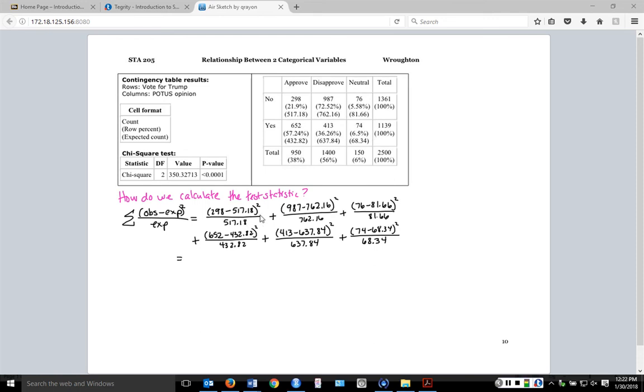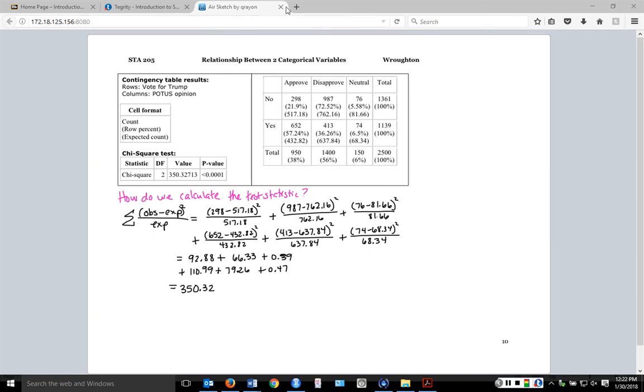So I'm just going to write out what each of these 6 values turned out to be. The first one was 92.88. The next one was 66.33. The third one was 0.39. In my second row, I got 110.99, 79.26, and then 0.47. And if I add up all these numbers, I got 350.32, which is really close to the value we got for our test statistic here.